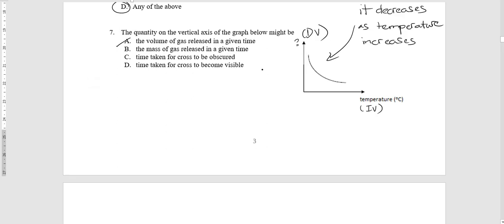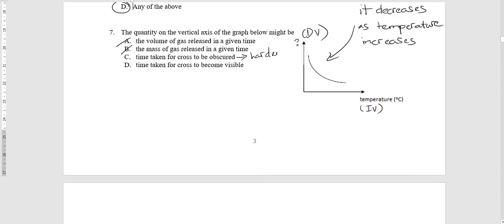And then B, the mass of gas released in a given time. Well, that's going to be similar to A. That should increase as temperature increases. Then we have the time taken for the cross to be obscured and the time taken for the cross to be visible. Now, obscured here just means that it's harder to see.